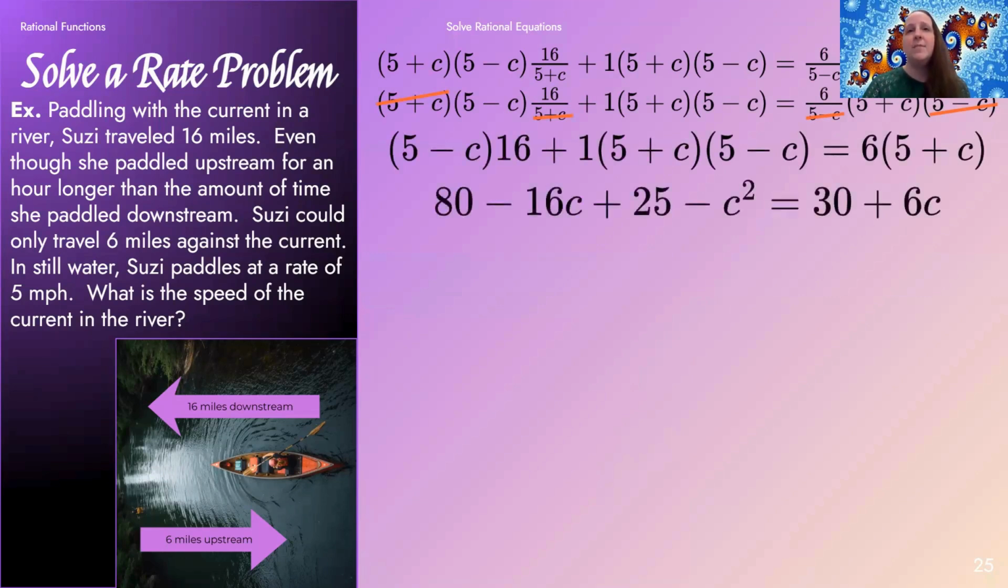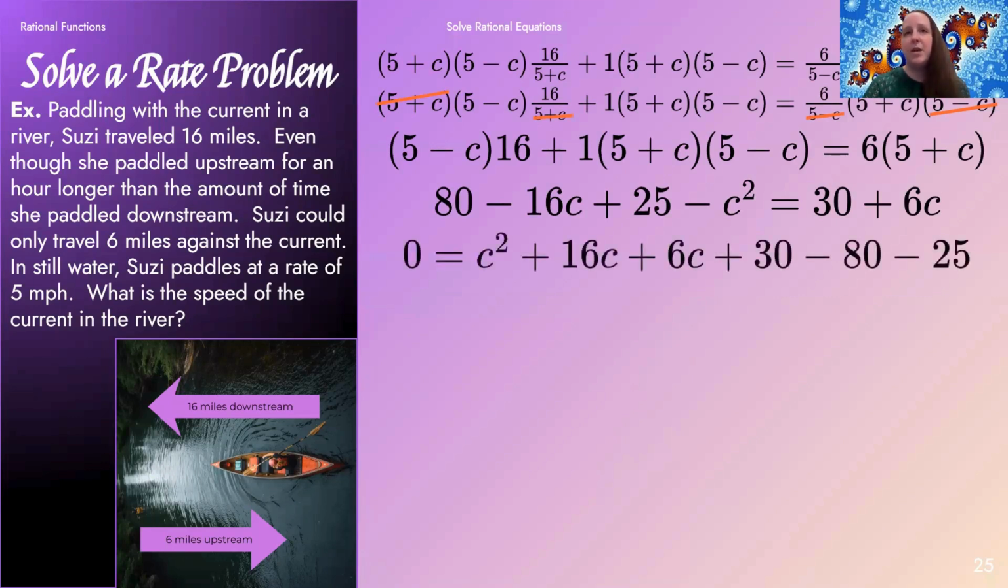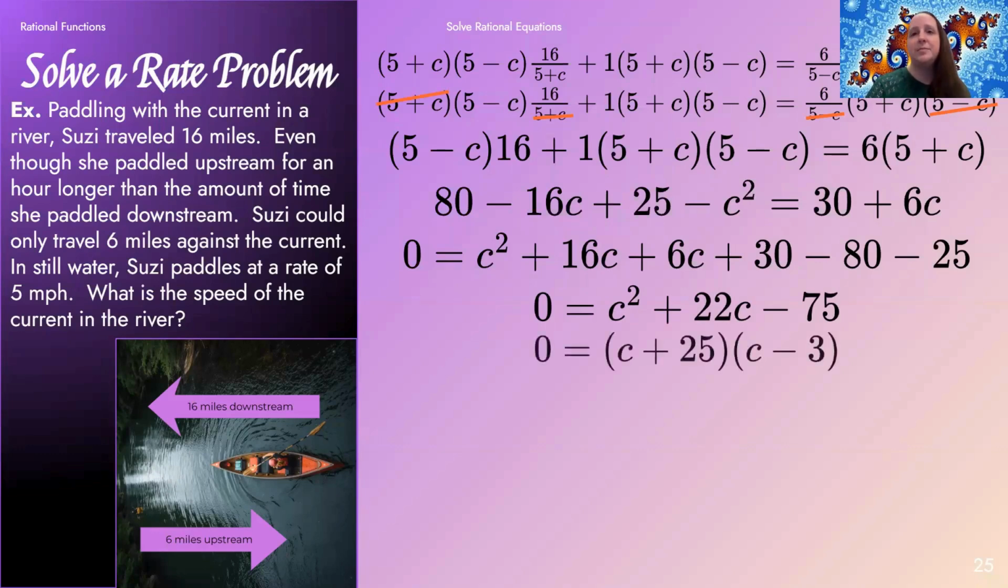When I do that, I get 80 minus 16c plus 25 minus c squared equals 30 plus 6c. I'm going to move everything to the other side of my equation and simplify. So I get c squared plus 22c minus 75. Here I'm looking for two numbers that multiply to get me 75, but add to get me 22. Well, 3 times 25 would get me 75, and 25 minus 3 would get me 22. So that means 3 has to be negative, 25 has to be positive.